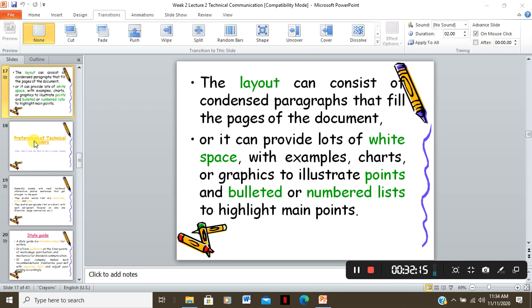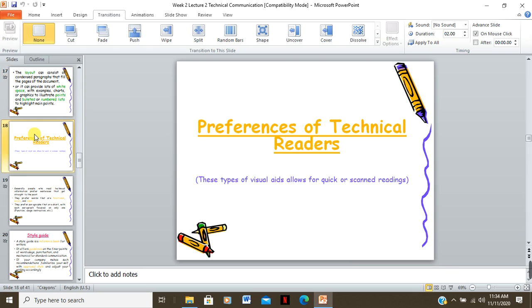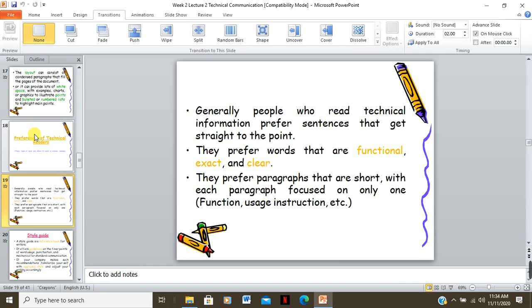And the next slide: preferences of technical readers. These types of visual aids allow for quick or scanned reading. Generally, people who read technical information prefer sentences that get straight to the point. They prefer words that are functional, exact, and clear, right?